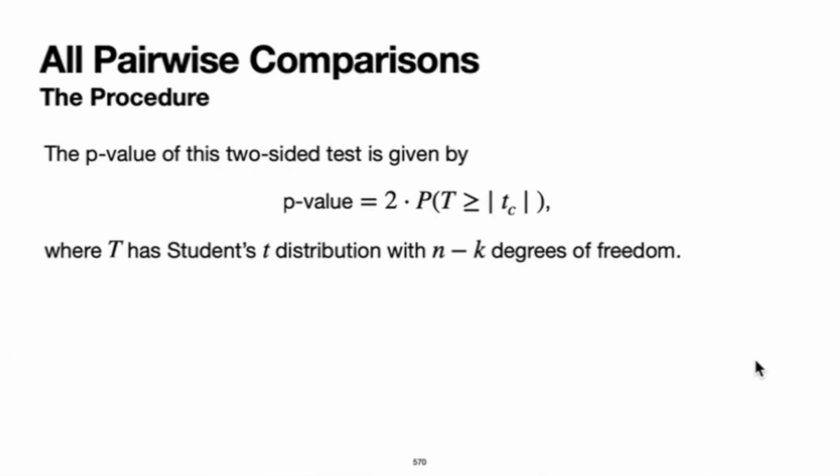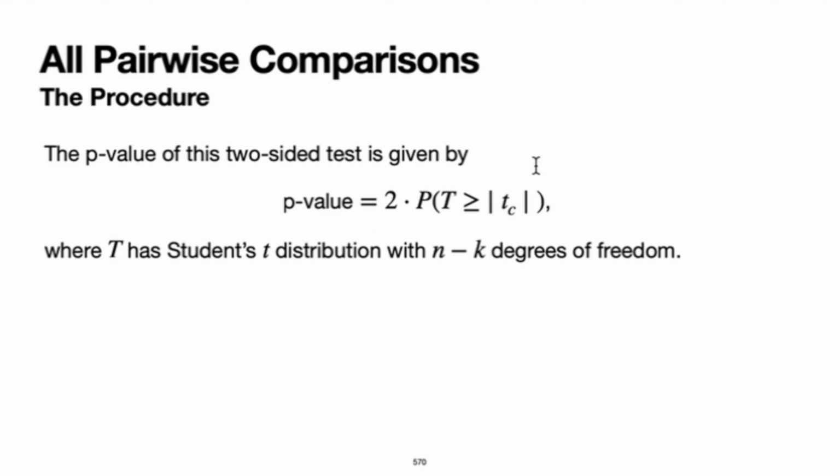Also, because this is a two-sided test, the p-value of the test is 2 times the probability that a t-random variable with n minus k degrees of freedom is greater than or equal to the absolute value of the test statistic. Now again, this also should look very familiar to you.